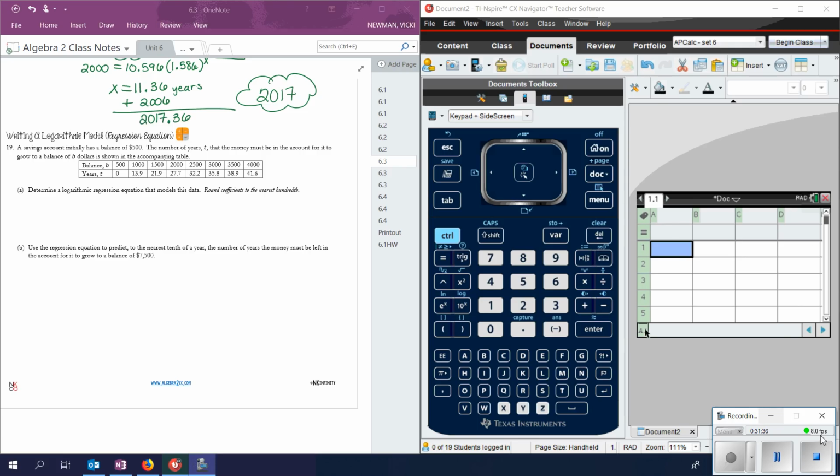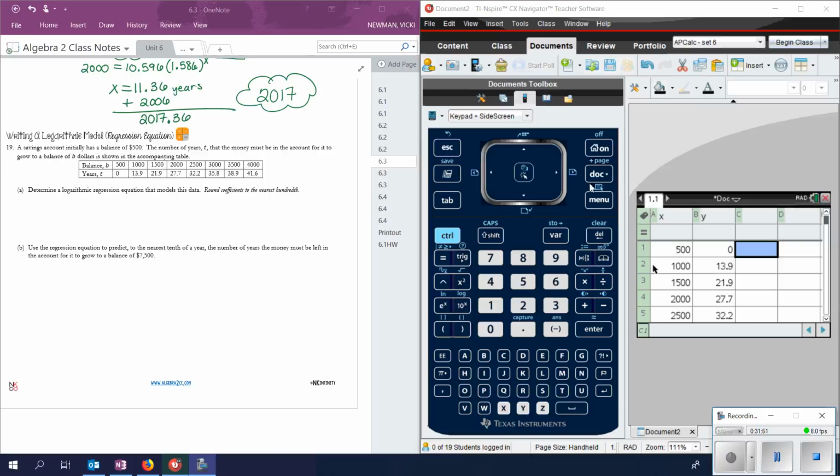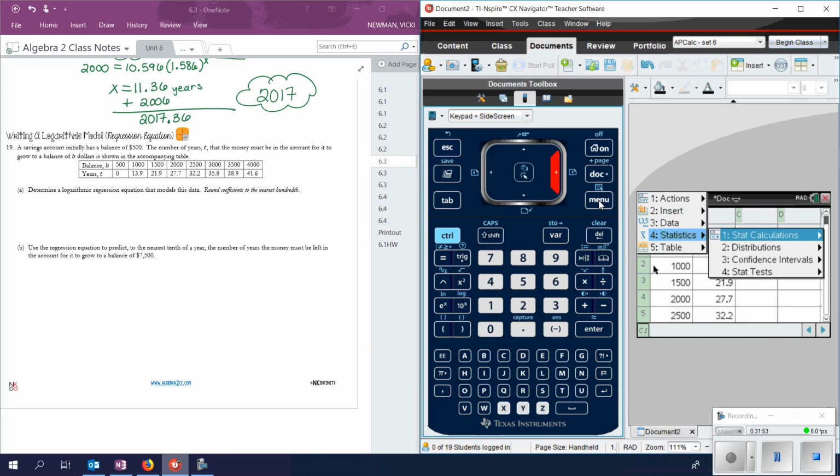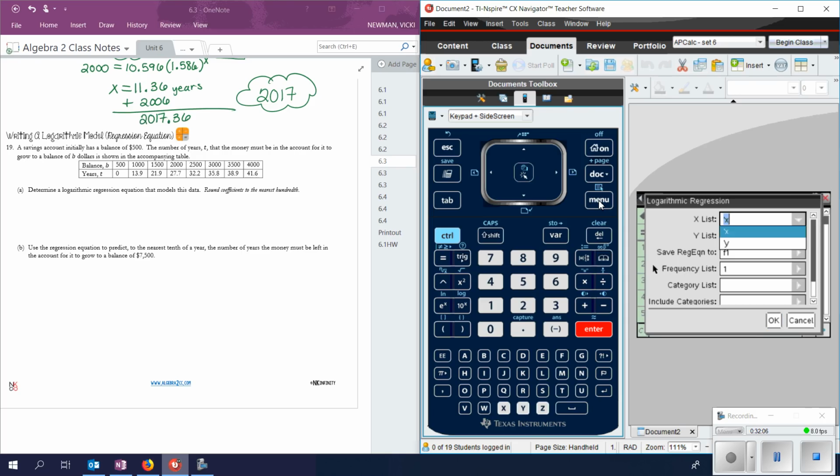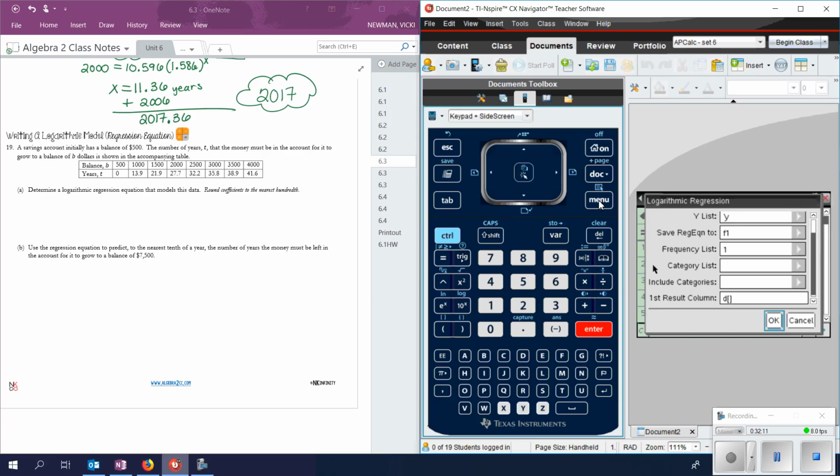So same idea, you're going to go to your calculator, you're going to do X and Y. You could do B and T, that's fine, but I would do X and Y just so you have a system here. Okay, so again, once you enter the data, you go to Menu, Statistics, Stat Calculations, and you won't see what you want. You're like, wait, where's logarithmic regression? Hold on. It's right after exponential. You see that? So choose logarithmic. X list we called X. Y list we called Y. Tab, tab, tab, all of the tabs.